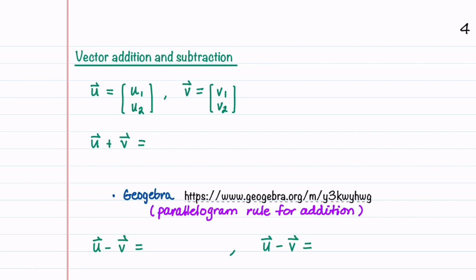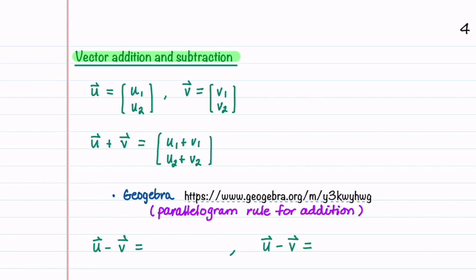We'll now look at how to add and subtract vectors and then visualize this using GeoGebra. When we add two vectors algebraically, we just add the corresponding components. u plus v is going to equal u1 plus v1, and then our second component will be u2 plus v2.